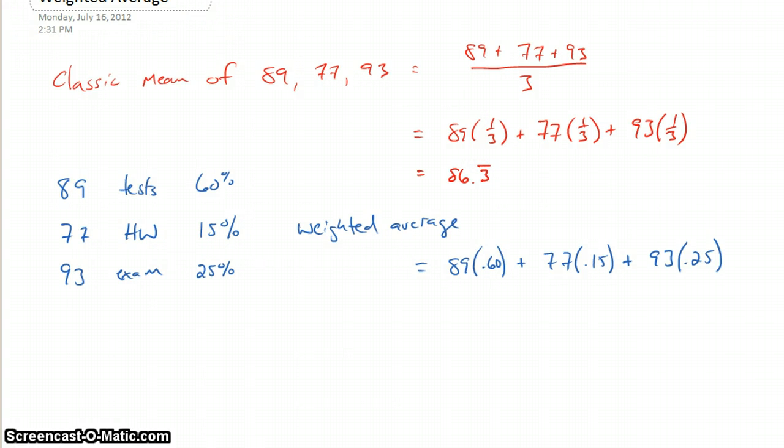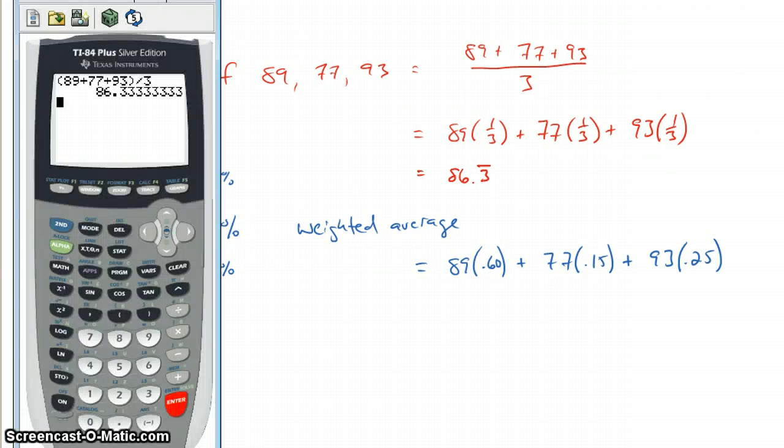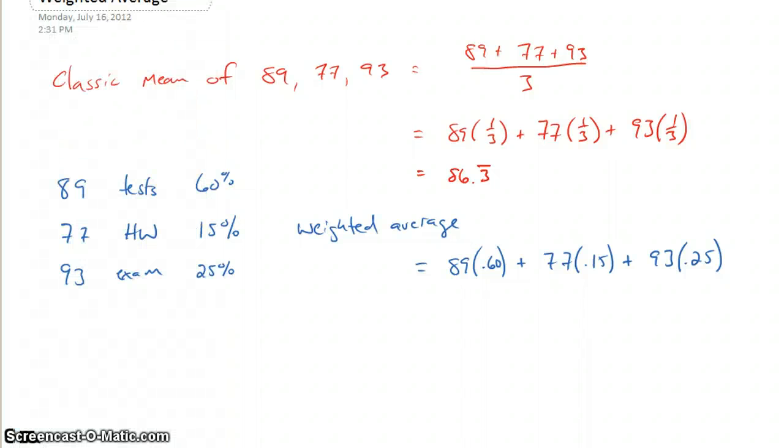Okay, and in blue, we've got 89 times 0.6 plus 77 times 0.15 plus 93 times 0.25, and that comes out to be 88.2. As we'd expect, the weight of the 89 carries the average a little higher. This is equal to 88.2.